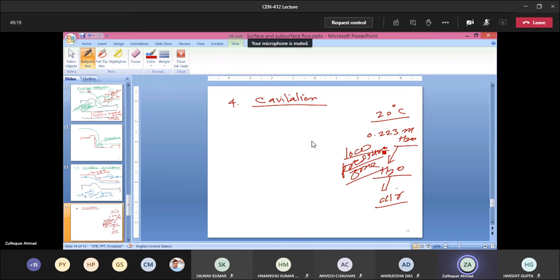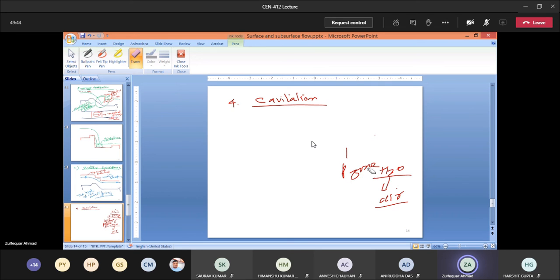We never allow the absolute pressure to go down to the order of 0.223 meter. That is in the case of 20 degrees centigrade, because it is different for different temperatures. Also the purity of the water plays an important role as far as vapor pressure is concerned. But how is that important in hydraulic structures, in particular high head structures?